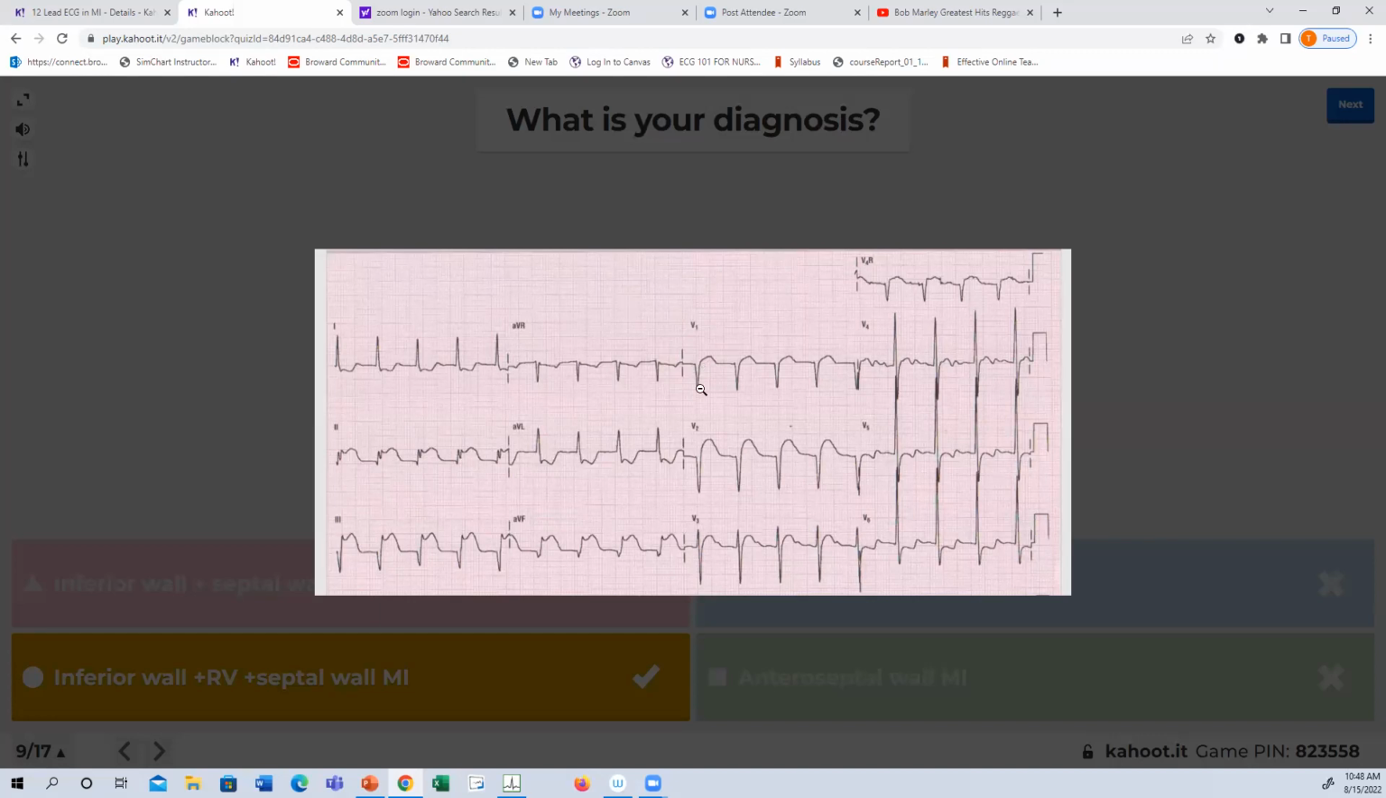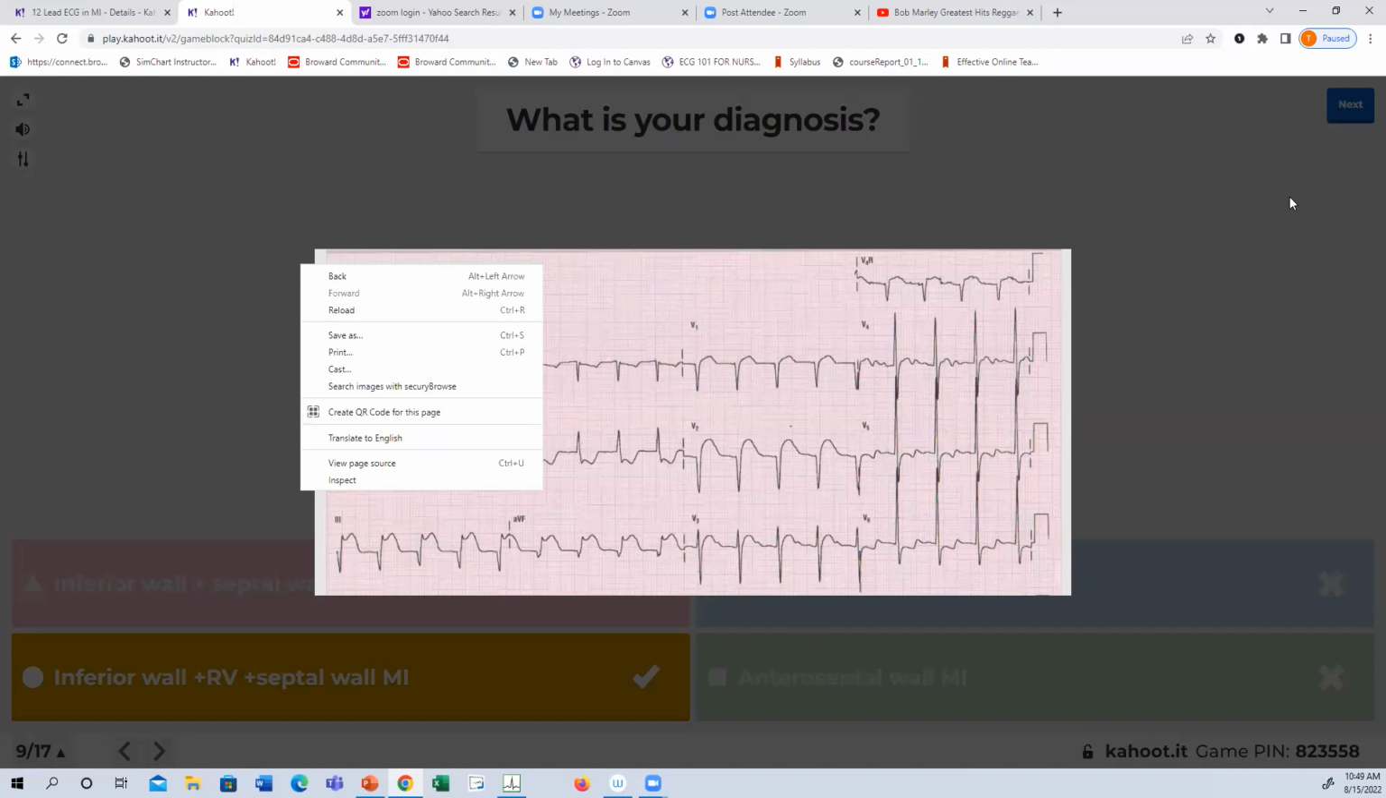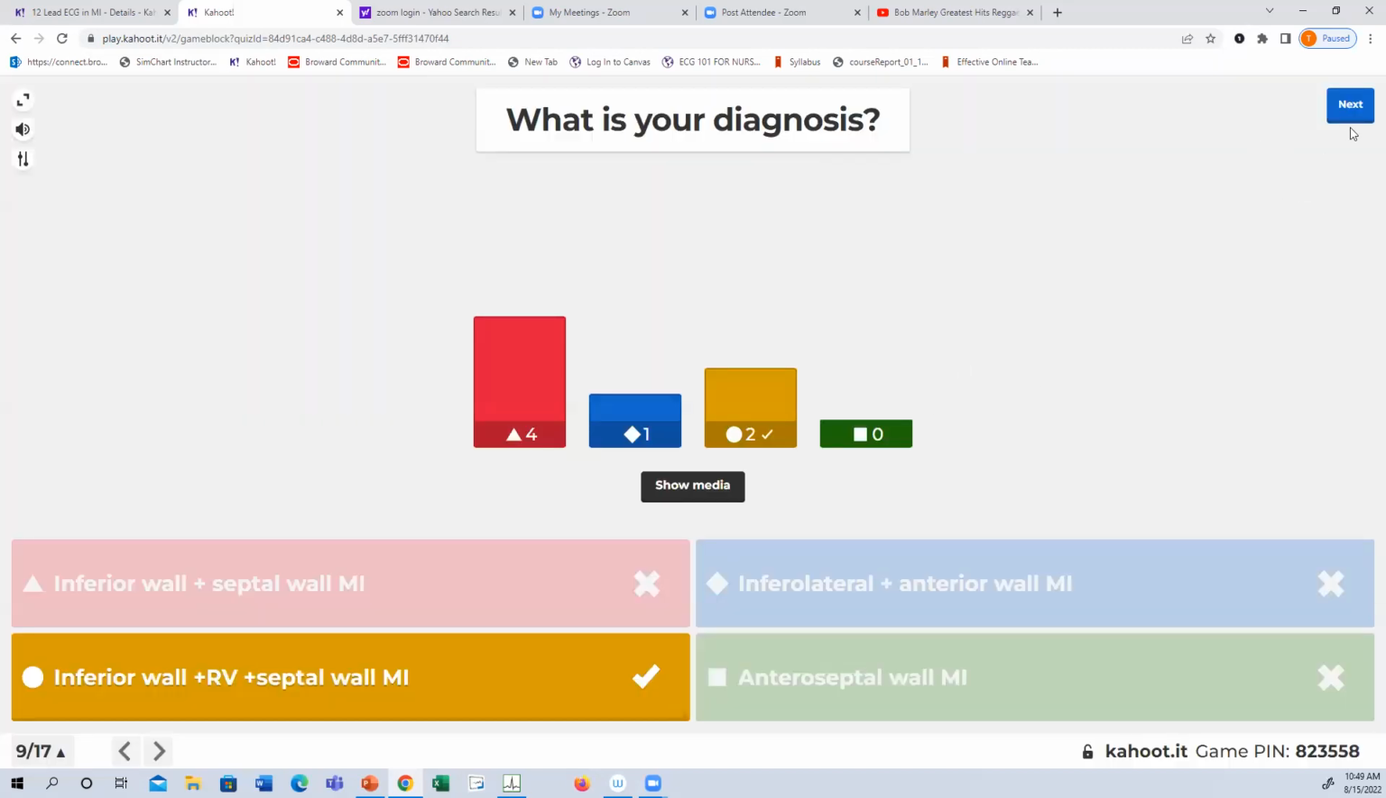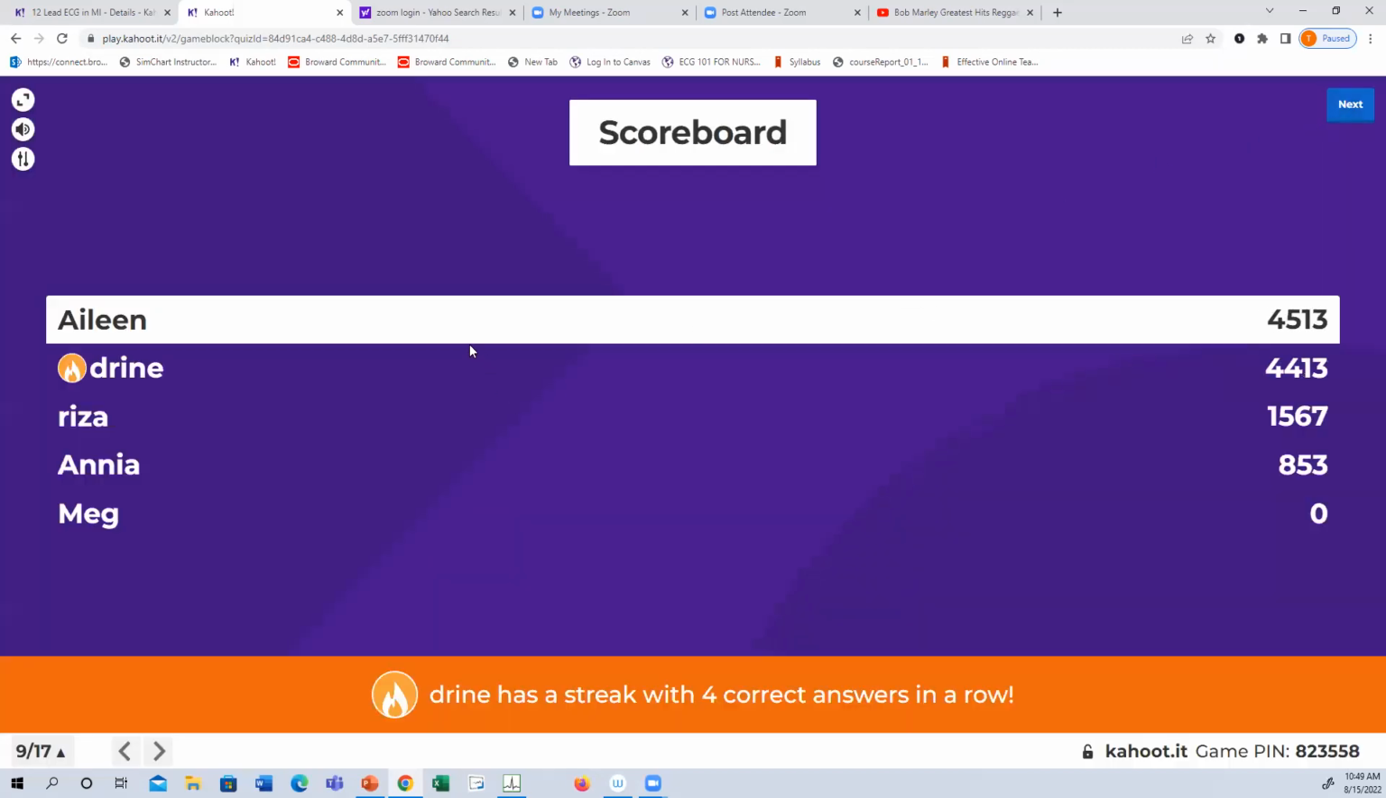V1 is elevated and V2 is elevated. So these two are going to be septal wall. V3 is elevated, but not V4. And therefore, we cannot diagnose an anterior wall MI in this particular instance. So the correct answer is an inferior wall, right ventricular wall, and a septal wall MI.